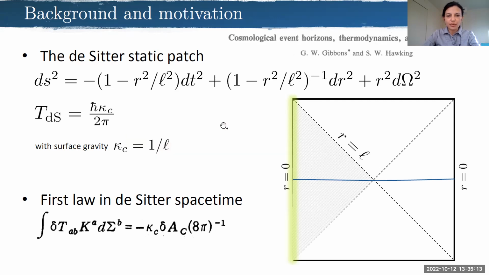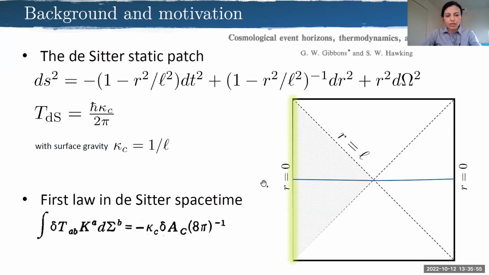Gibbons and Hawking showed that the temperature of de Sitter space, which is the temperature of the radiation that an observer sitting at the center of the patch would detect, is proportional to the surface gravity, which in turn is inversely proportional to the de Sitter length, which is given by the cosmological constant. Each slice of this Penrose diagram is a closed surface. There is no boundary here. In four dimensions, it will be a three-sphere, for example. So de Sitter space has temperature.